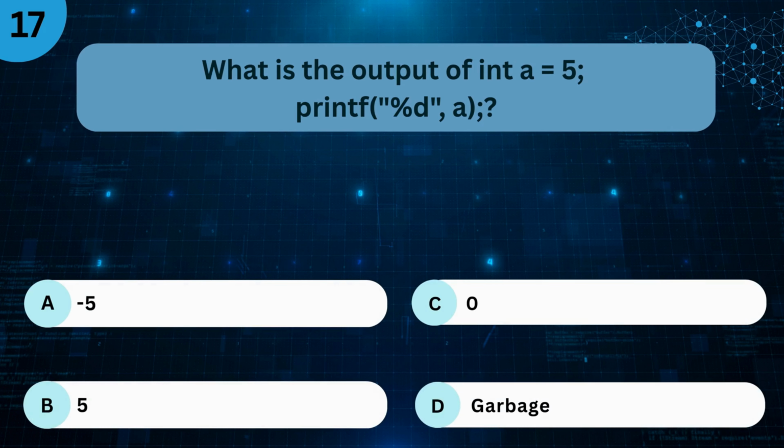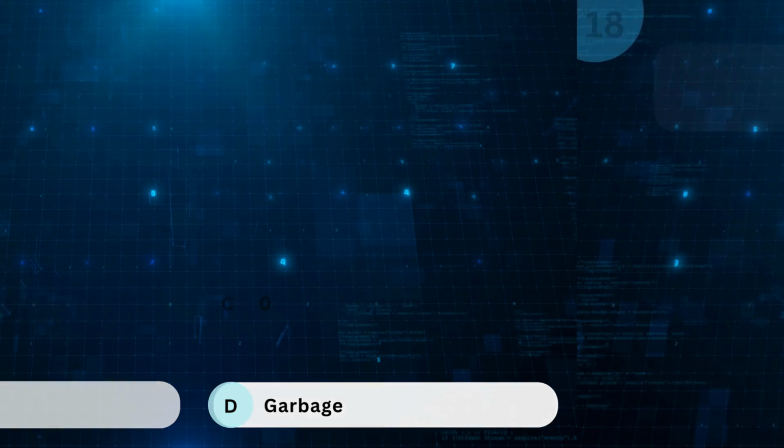What is the output of int a = 5; printf("%d", -a)? A. -5, B. 5, C. 0, D. Garbage. The right answer is A. -5.